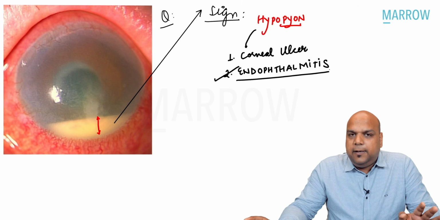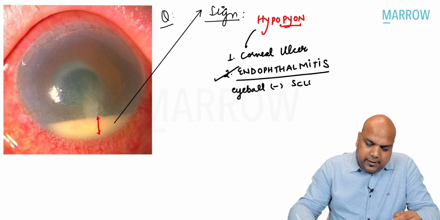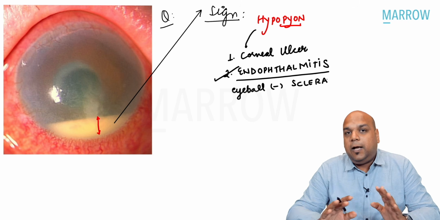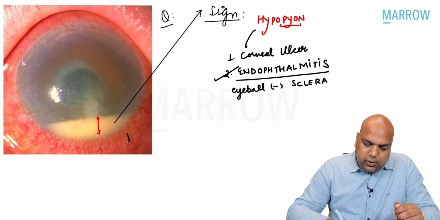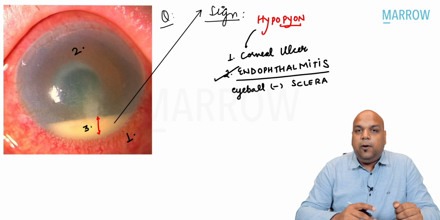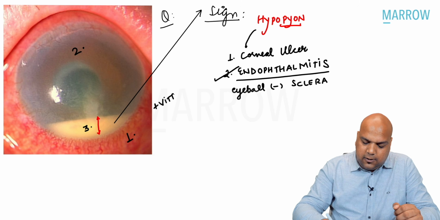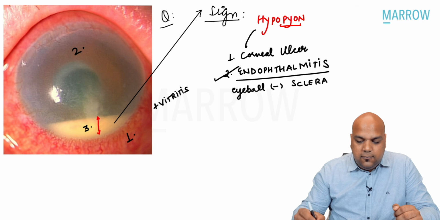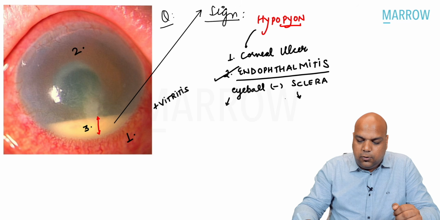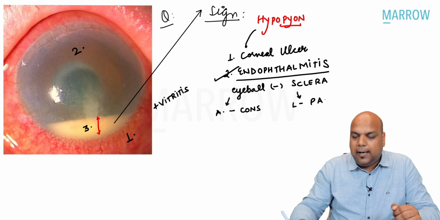Yes. Now, endophthalmitis. What does endophthalmitis cause? Inflammation of the whole eyeball except the sclera. Am I right? Yes, the whole eyeball is inflamed. When the whole eyeball is inflamed, what do you see? You see conjunctival congestion, you see corneal haze, you see hypopyon, and along with that, you see vitritis. One, two, three, plus vitritis, which we cannot see in this photograph. Yes, we know endophthalmitis can occur as acute onset or late onset. Acute onset is due to CONS, and late onset is due to Propionibacterium acnes.